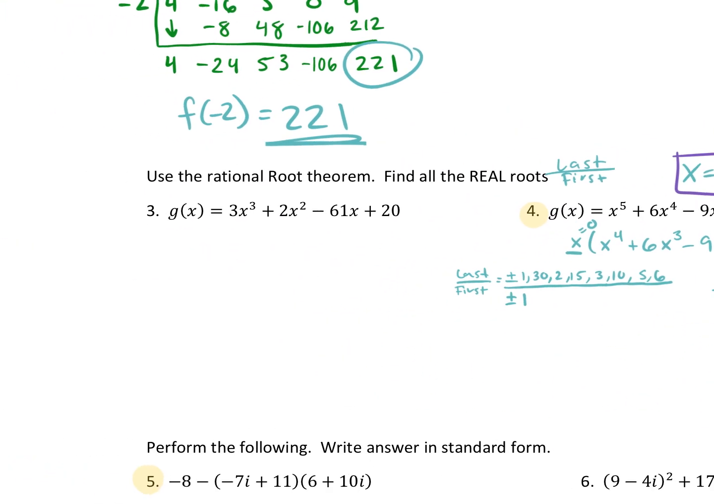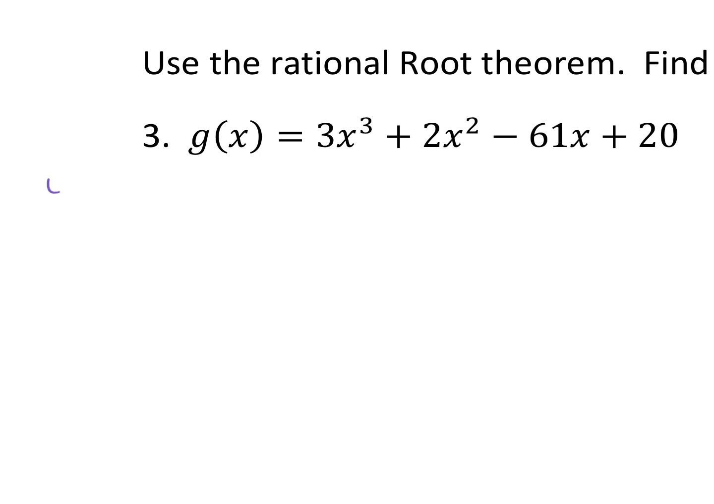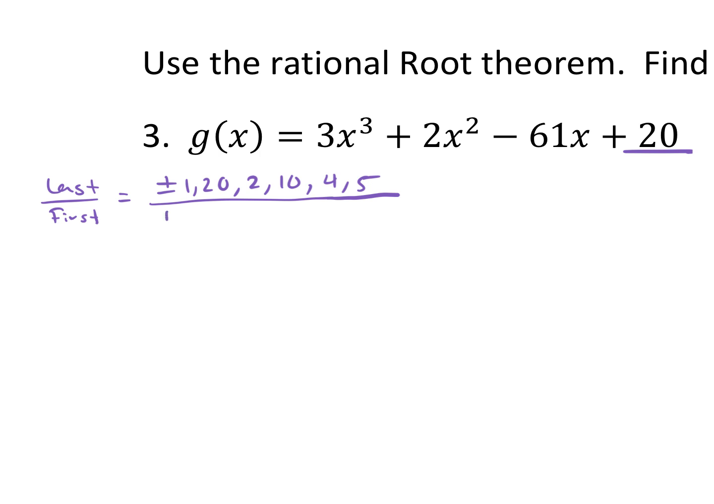I'm not going to work number 3 out all the way, but I do want to talk about it since our leading coefficient here is not 1. So when we use last over first here, we would do plus or minus factors of our last. So what are factors of 20? 1 and 20, 2 and 10, what else? 4 and 5, awesome. Over factors of our first, so factors of the first here would be what? 1 and 3.